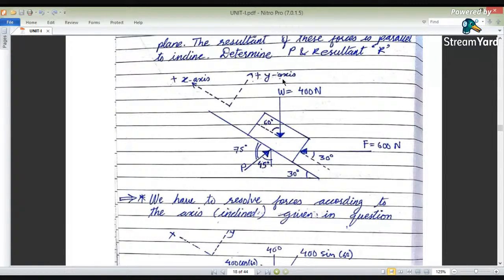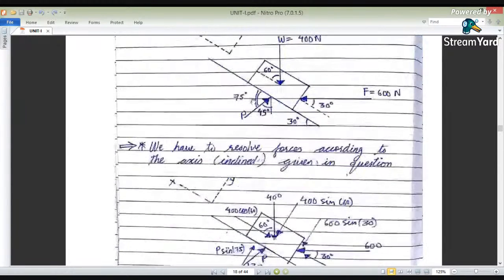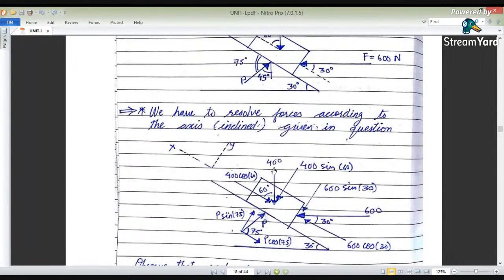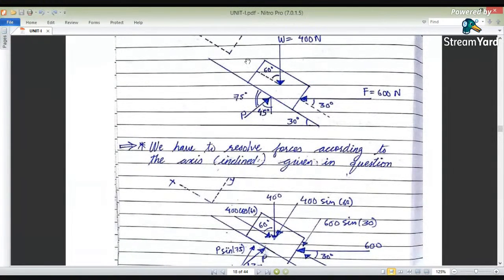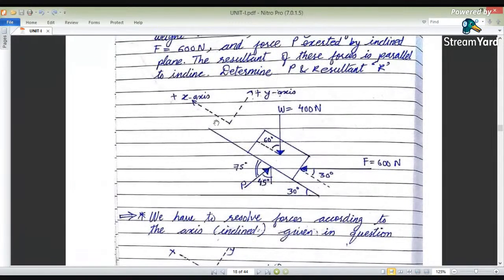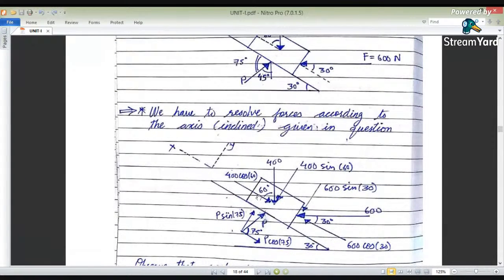The X and Y directions are important because they have been specified here. According to these directions we have to resolve the force. So for 400, we draw a line parallel to the X direction, and a line parallel to the Y direction. The 60 degrees is the angle made with the X axis. Therefore, the components are 400 cos 60 and 400 sin 60.